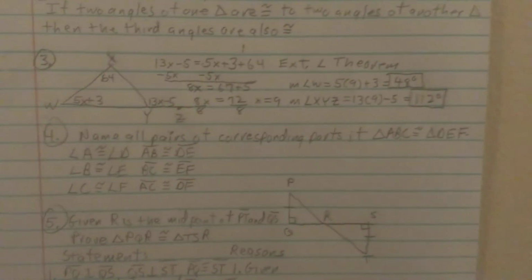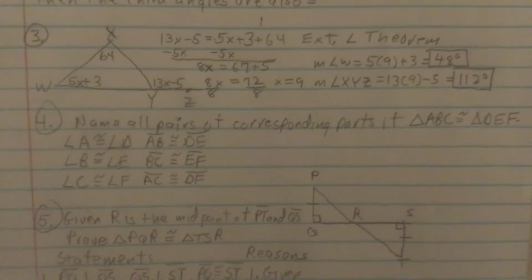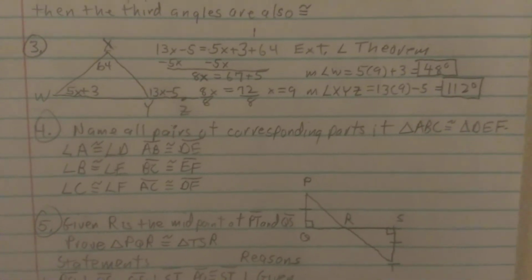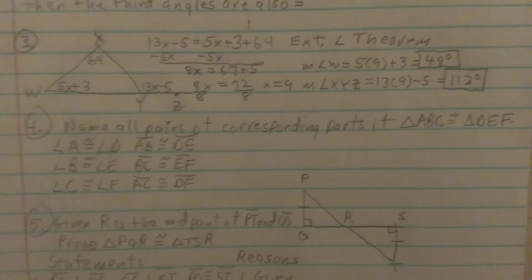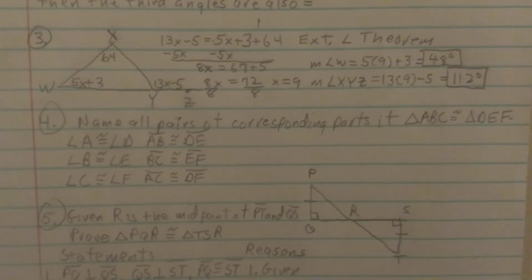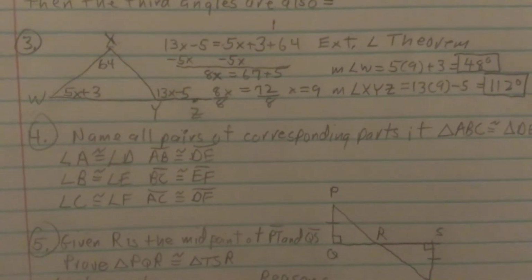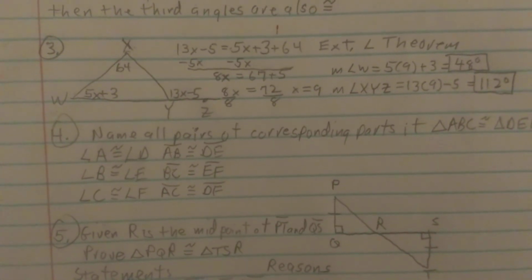Now problem 4 is easy. It's just name all the pairs of corresponding parts if triangle ABC is congruent to triangle DEF. So we know that the first letters or angles are congruent. Angle A is congruent to angle D. Angle B is congruent to angle E. Angle C is congruent to angle F. And AB is congruent to DE, BC is congruent to EF, and AC is congruent to DF.